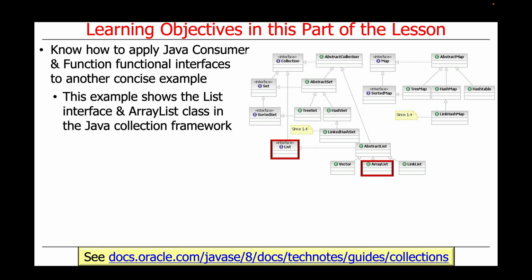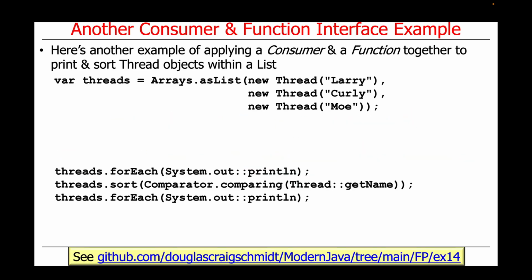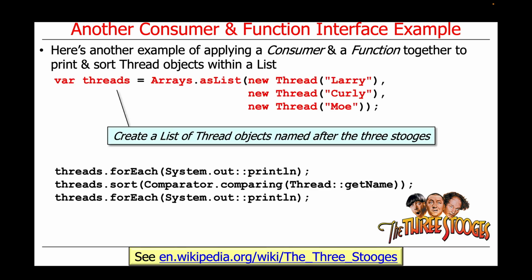This particular example demonstrates how to combine the Java consumer and function functional interfaces in the context of the list interface and the ArrayList class that are found in the Java collection framework. This example uses consumer and function together to both print and sort thread objects that are defined in a list. And the particular list we're going to create here is going to be a list of thread objects named after our good friends, the Three Stooges, Larry, Curly, and Moe. So we name each of the threads Larry, Curly, and Moe respectively.